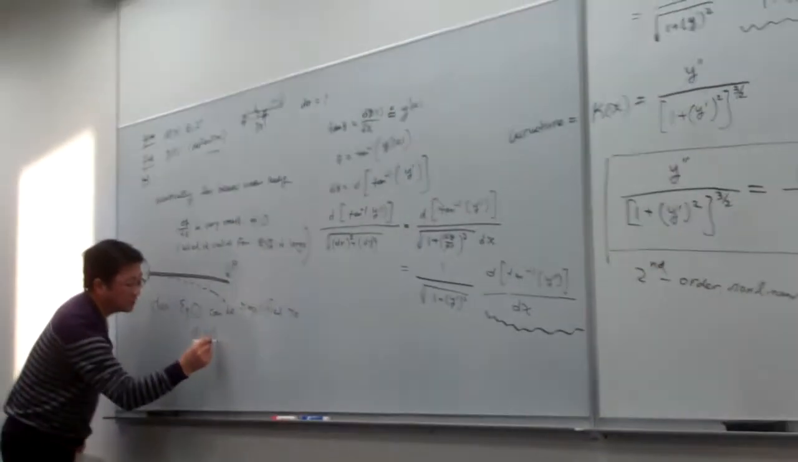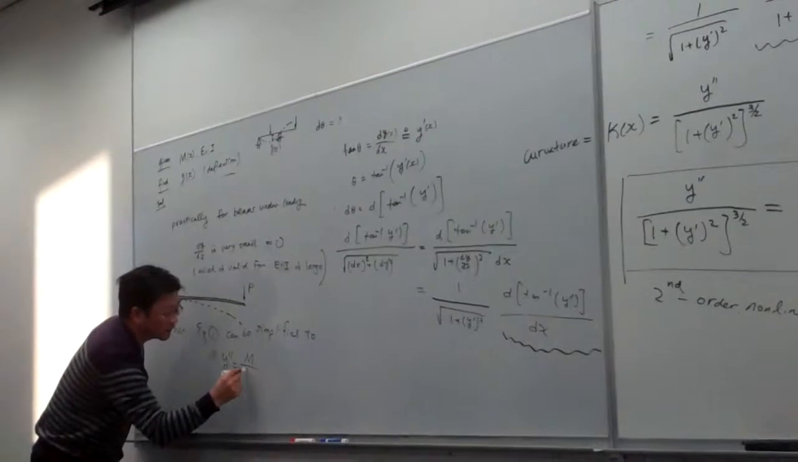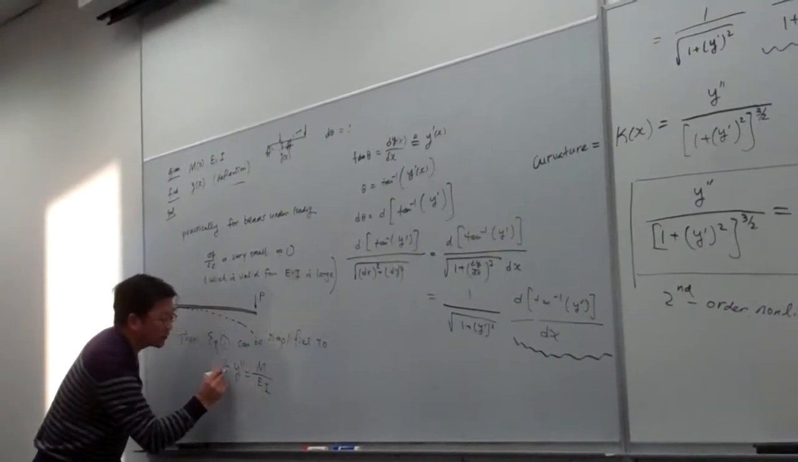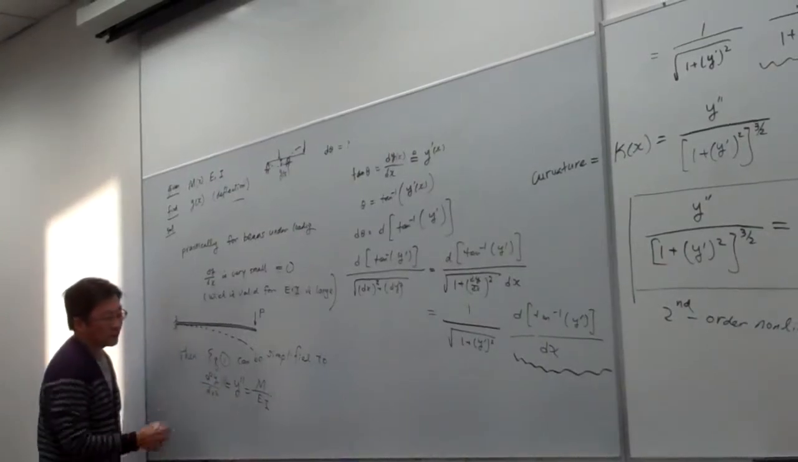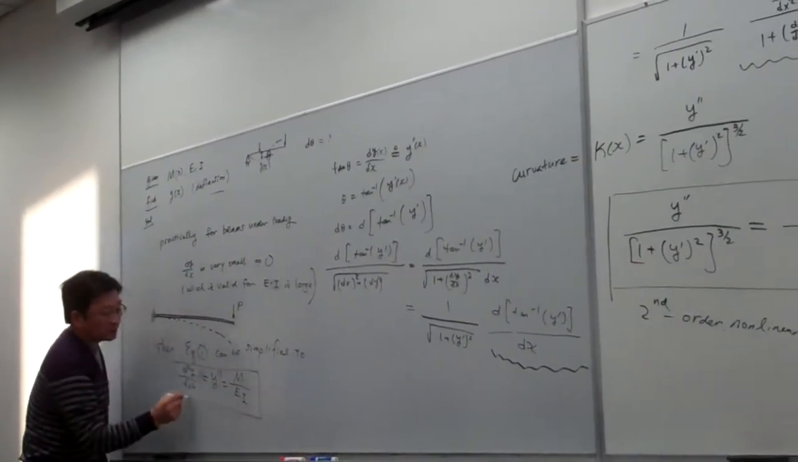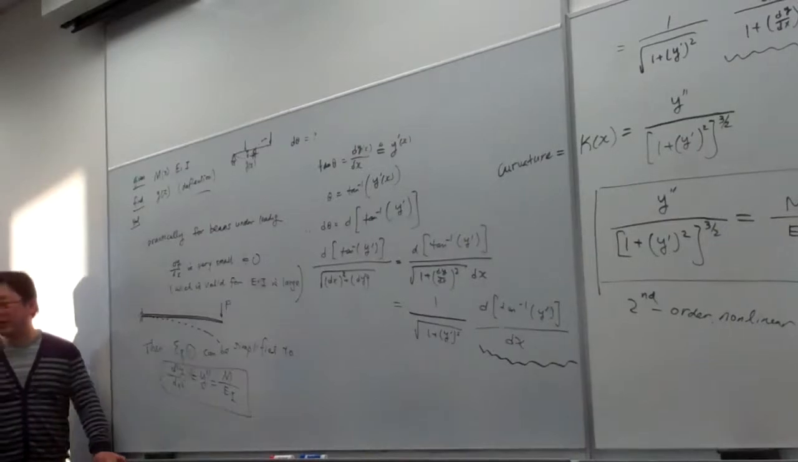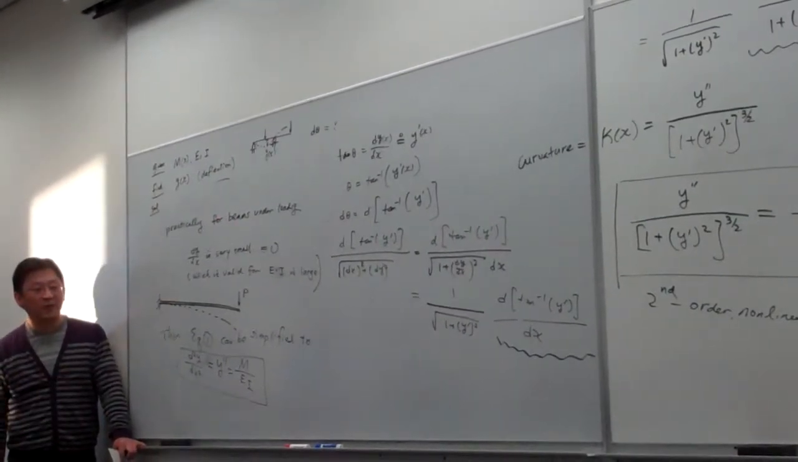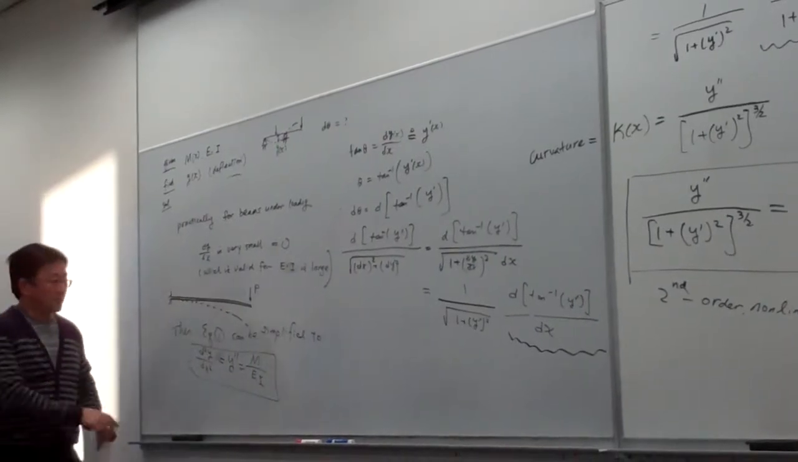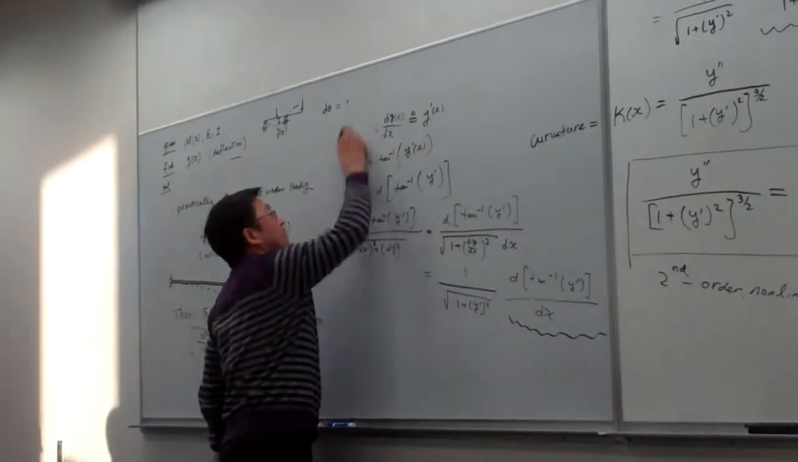y double prime equal to M over EI. And y double prime is d squared y over dx squared. And that's it. This is the equation we base upon in this class to solve for everything. And this equation is very easy to solve. Let me give you the general equation here.